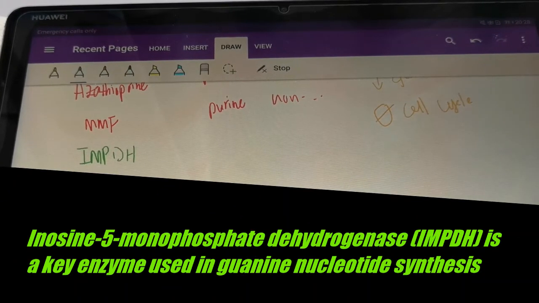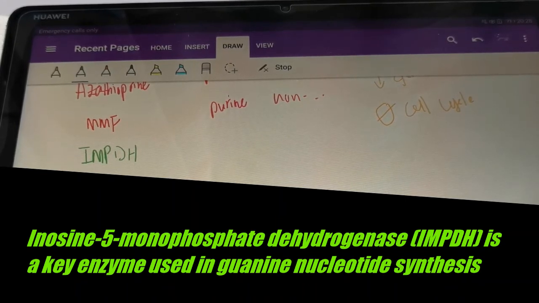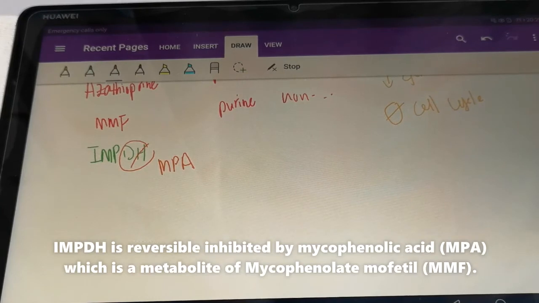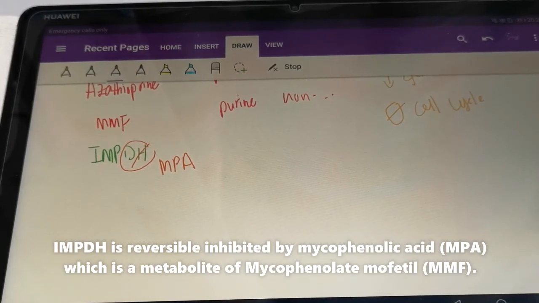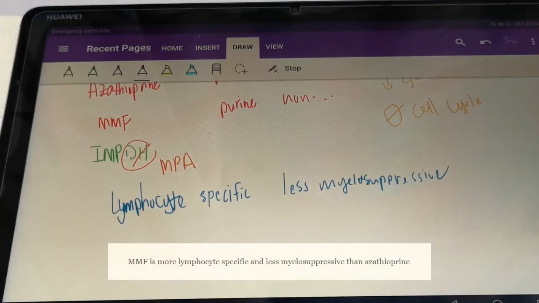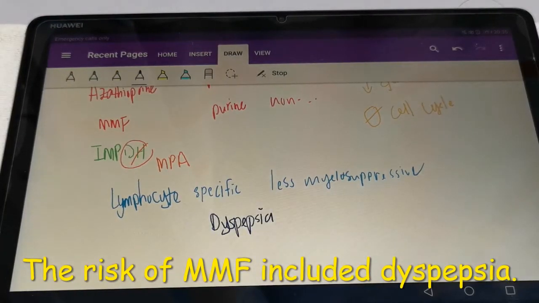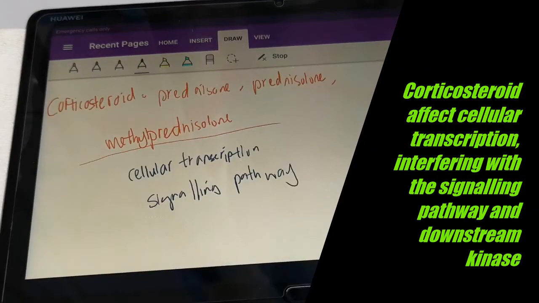Inosine 5-monophosphate dehydrogenase is a key enzyme used in guanosine nucleotide synthesis. IMPDH is reversibly inhibited by mycophenolic acid, MPA, which is a metabolite of MMF. MMF is more lymphocyte specific and less myelosuppressive than azathioprine. Risks of MMF include dyspepsia.